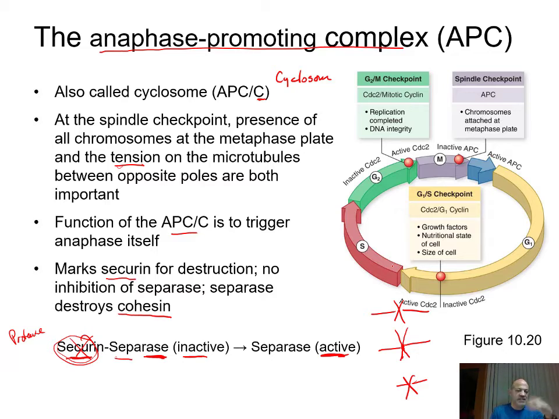So it's an indirect mechanism, as all of these are, right? They all require these cyclin-dependent kinases to go and activate other proteins. In this case, we're activating separase.